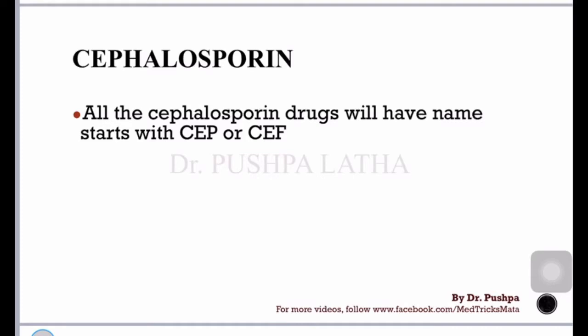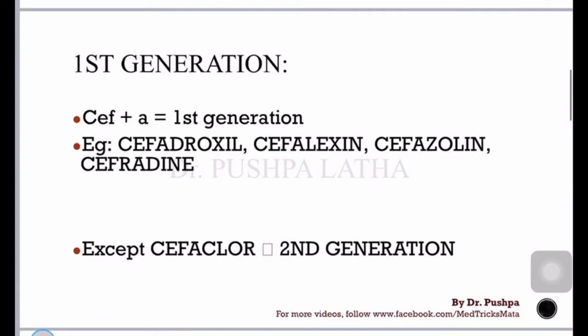So we have cephalosporin generations. There are 5 generations of drugs. So how to remember, how to differentiate between first generation, second generation, and third generation? I'm going to give you a very easy way to memorize, and you will be able to differentiate the generations of all the drugs. Okay, so let's start.